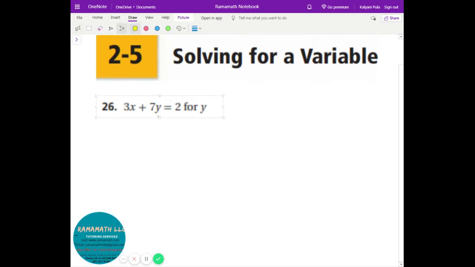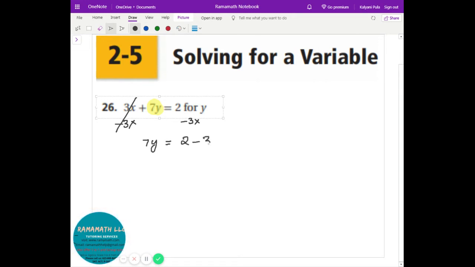To get this isolated, you keep this together. Now let's see what you have extra. What I have extra is 3x, so let's take that out. If I take 3x from one side, I have to take it to the other side also. So I can write 7y equals 2 minus 3x. Do you understand that? Just like normal math.